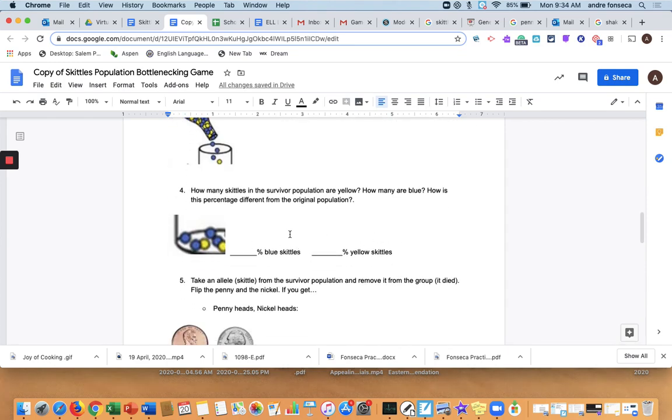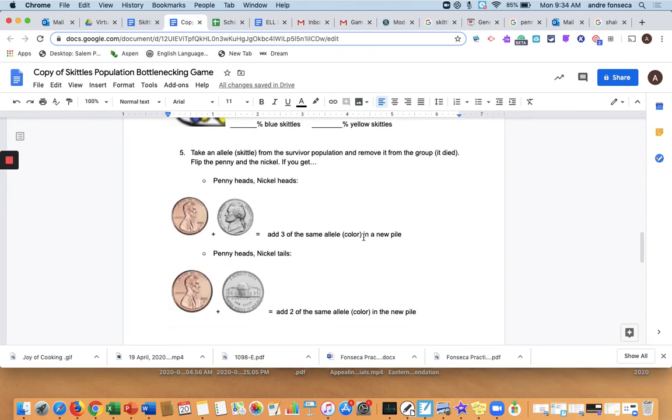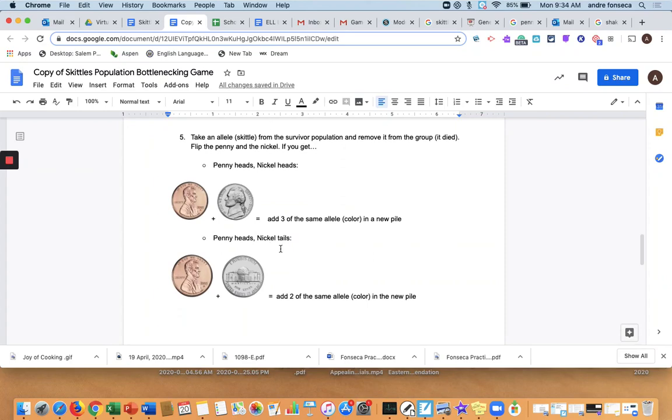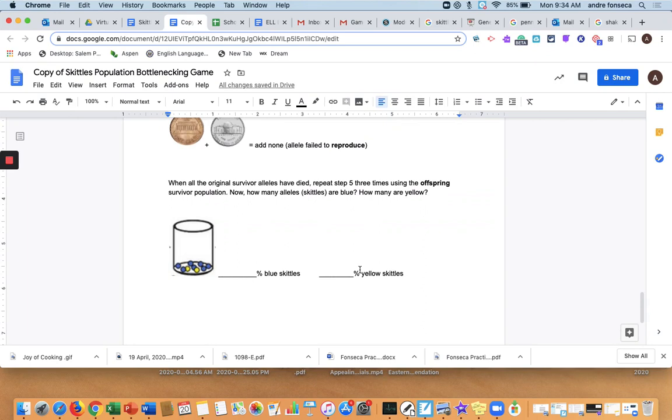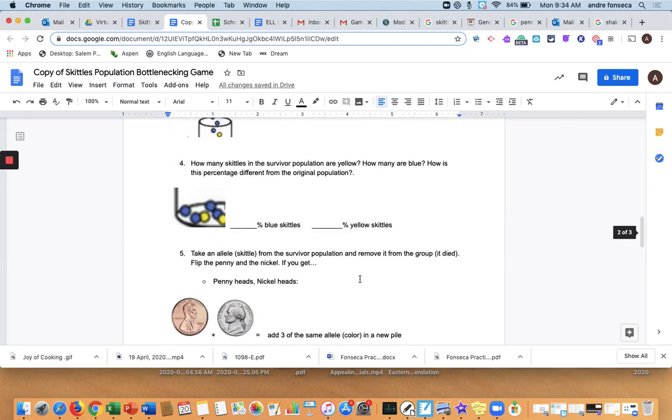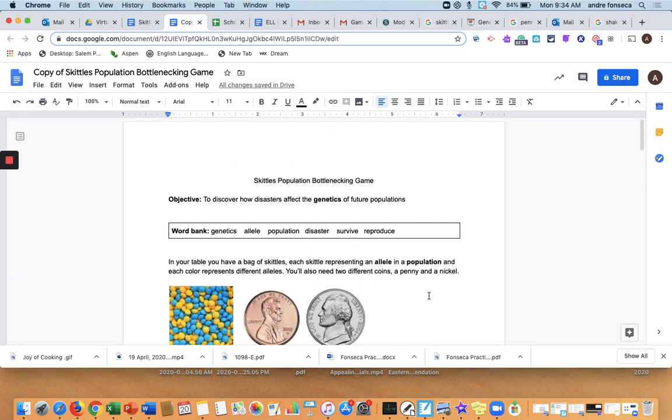And then they're going to again look at the percentage of the survivors. Then they're going to go to step five, and notice how I broke down this step with the bullet points. In this step, I have the penny and the nickel for each part of the step, so the students see really visually what they're going to be flipping and what they get and how that's going to affect the outcome. So again, adding spacing, adding visuals, and reducing the amount of text all help make your directions more clear to students, because they're chunked, they're spread out, and they're more visually appealing for students.